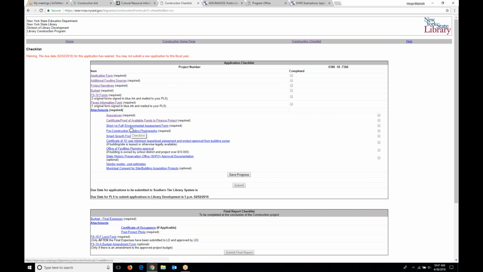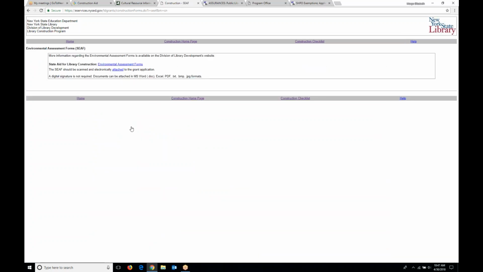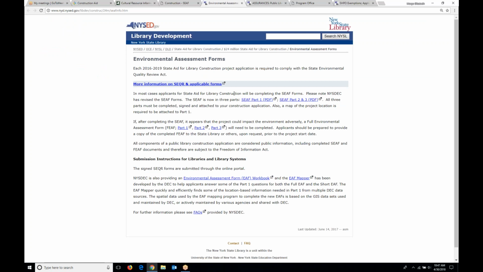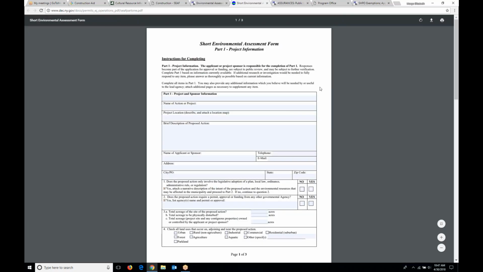Short or full environmental assessment form. This is required. Doesn't seem like it should be, but it is totally required. You'll have to follow these links to get the forms. You will need to open these. SEAF Part 1, SEAF Part 2 and 3. I just want to open them up so that you can see that a lot of this is still more just copying and pasting.